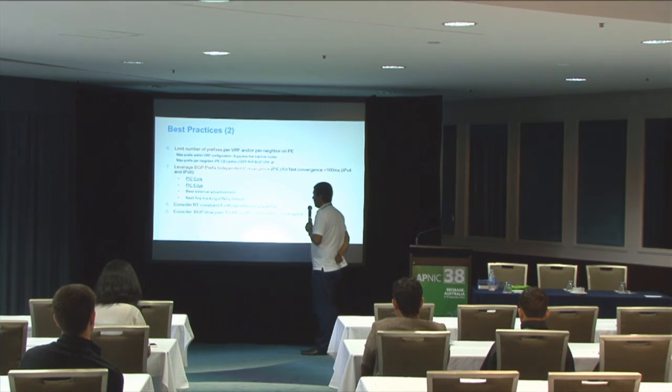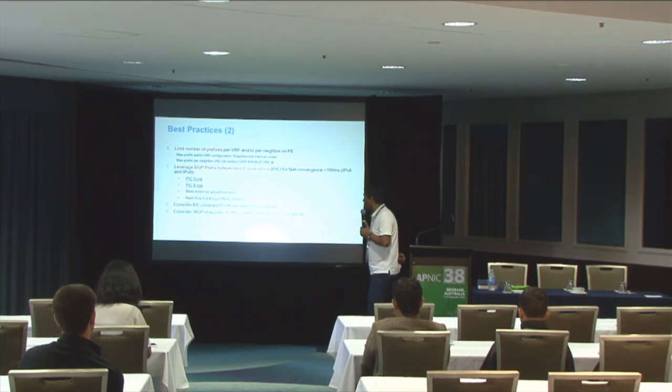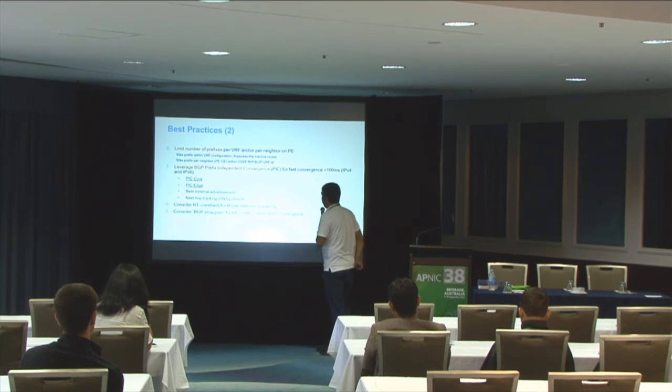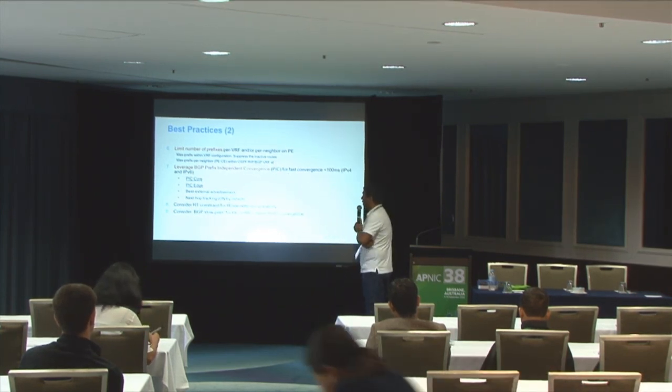For faster convergence of your L3 VPN, in Cisco devices, you use the BGP PIC convergence parameters, which is prefix independent convergence.